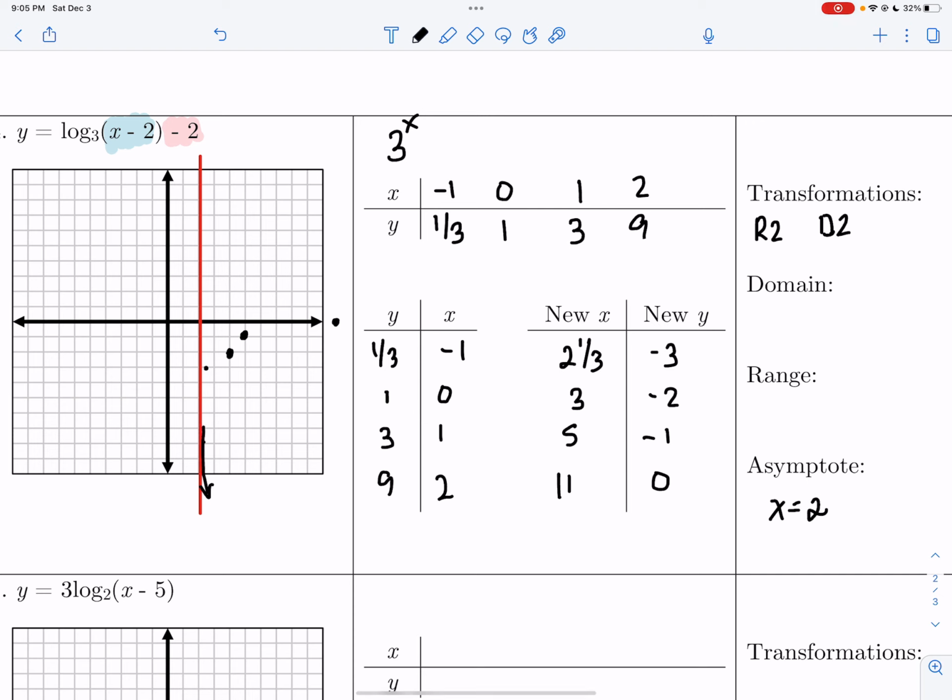Graph it. And it should look something like that right here. Your domain is 2 to infinity because of your lovely restriction at 2. And then your range is -infinity to +infinity.